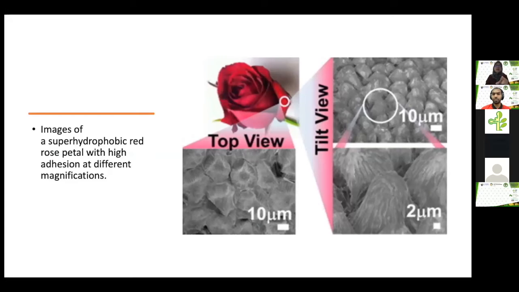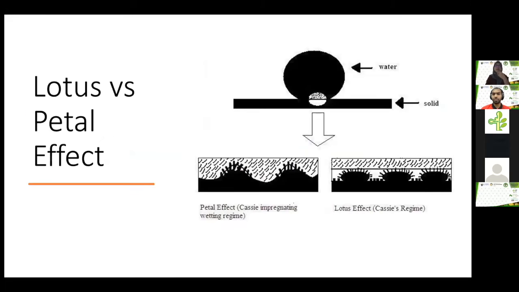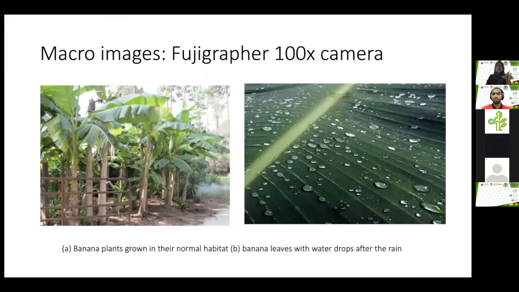So that's why when water lands, or when water interacts with the rose petal, when you tilt the rose, the water doesn't go down, it doesn't flow out. Whereas for lotus leaf, it's purely anti-wetting. So let's look at, I'm just not going to talk about this.